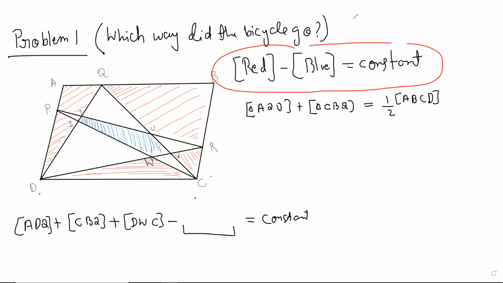Okay, yes. So initially the question is, we want to show the red region minus blue region is a constant, right? But the red region is missing PTS, and similarly URV is missing in the red region. So what I'm doing is adding them to the red region. I am adding PTS and URV.